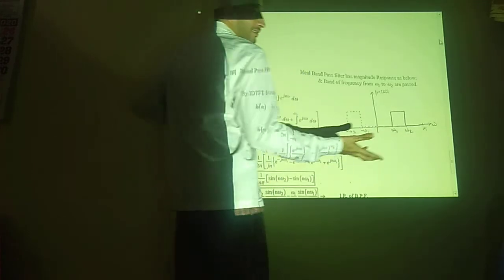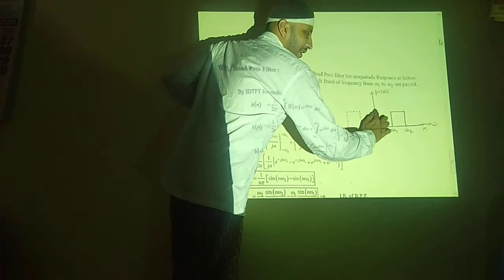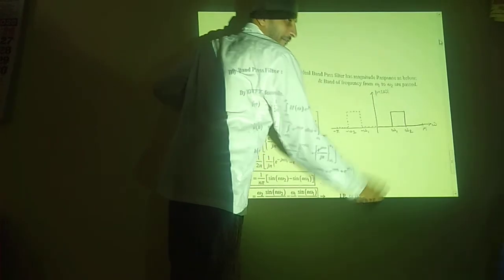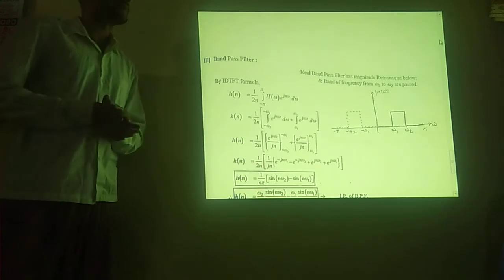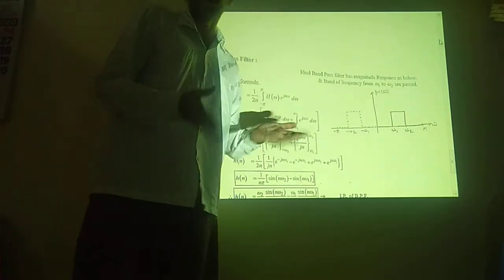If you want to assume a band reject filter, it will be something like that, just opposite to this graph. Now let us start with solving sums on low pass filter, high pass filter, band pass filter, and band reject filter.